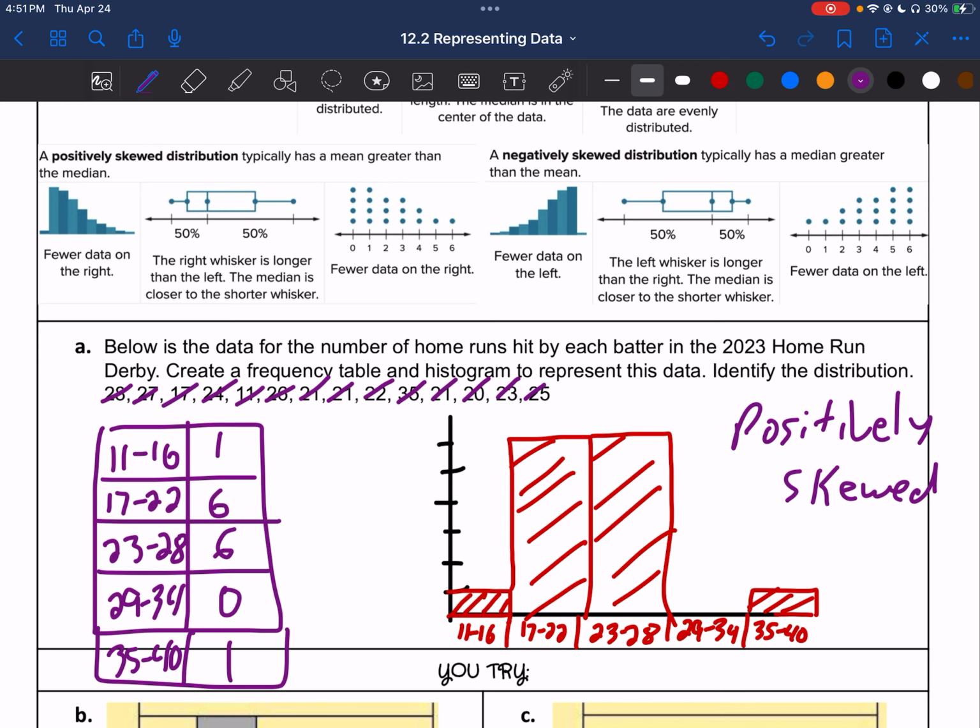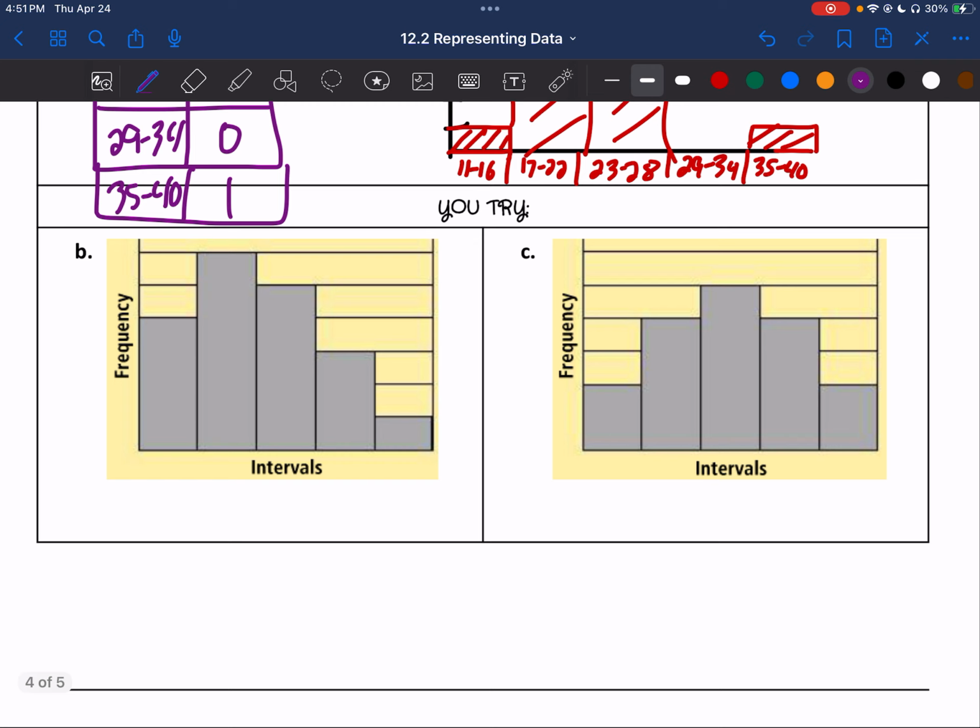All right, down below, we've got some graphs for us. We just need to determine how they are skewed. So letter B, we are shifted to the left, so that is positively skewed. And that center one, we do see that kind of bell curve distribution that is symmetric.